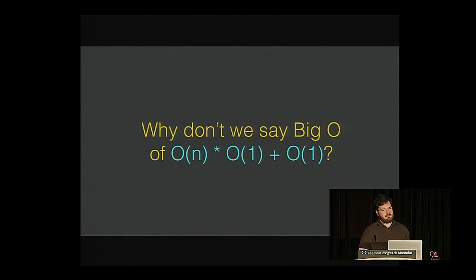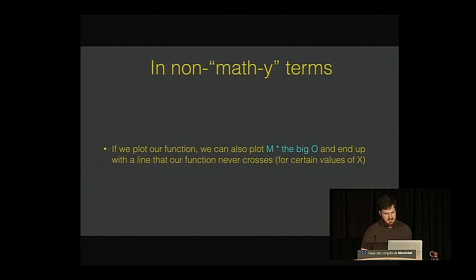And for a better answer, we have to go back to the formal definition. If I were to translate that into non-mathy terms, what that means is that if we plot our function, we can also plot another function, which is m, some constant that we make up, times the big O of the function, and all values to the right of a certain point we should be under. So we have two lines, and those lines should never cross going further right after a certain point. And I'll break this down.